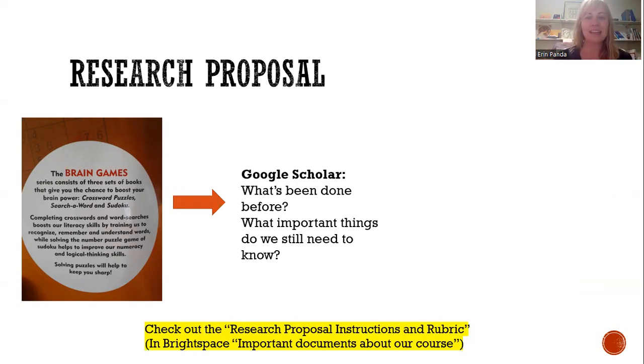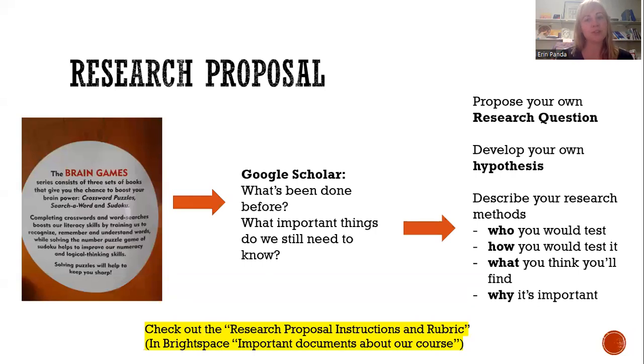The second step is going to Google Scholar to look to see what's been done before and, importantly, what we still don't know about the issue. This is how you're going to take that big idea and hone it in to one original research question that hasn't been addressed before.